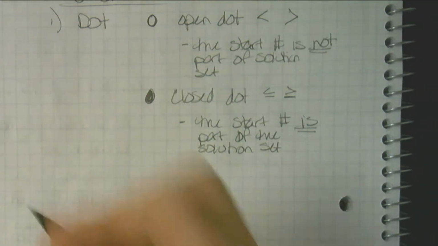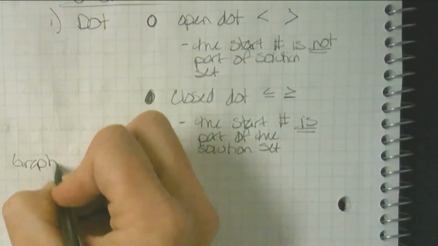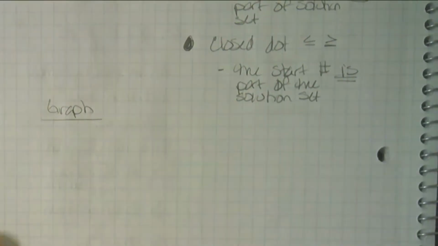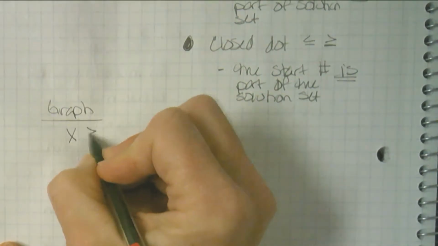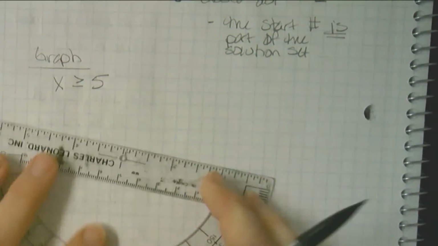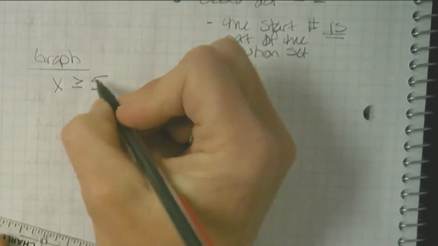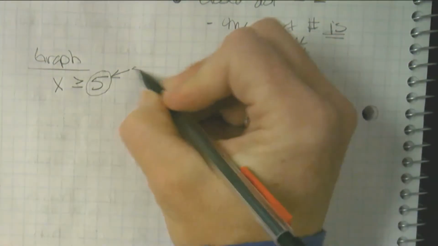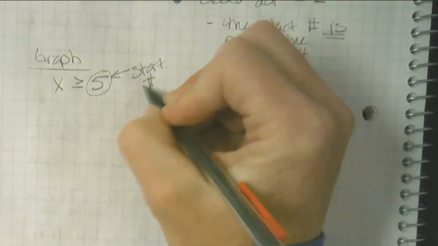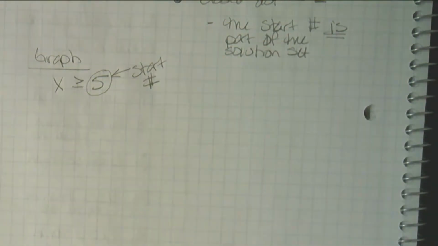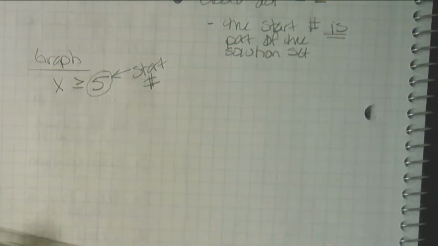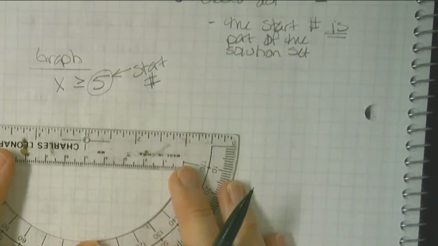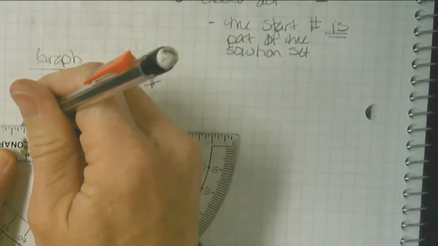Okay. So let's graph this solution. Let's graph x is greater than or equal to 5. Okay, so our start number is the number in our solution. When I solve an inequality and I get down to x is greater than or equal to 5, that 5 is called our start number. It's where our solution starts from.